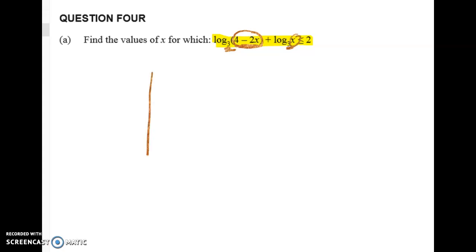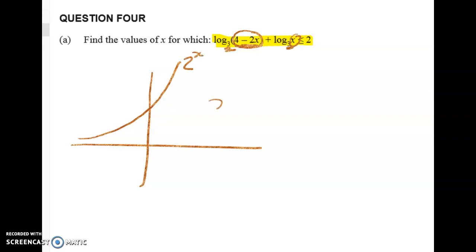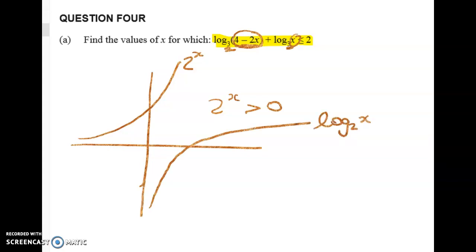Okay, so let's look at why that is. Well, let's start with the graph of 2 to the power of x. We can see that 2 to the power of x is never equal to 0, and never negative. That means that when I take the inverse, which is all the log function is, and I get log to base 2 of x, I can never have this number being negative or 0. Right? So here, x must be strictly greater than 0.